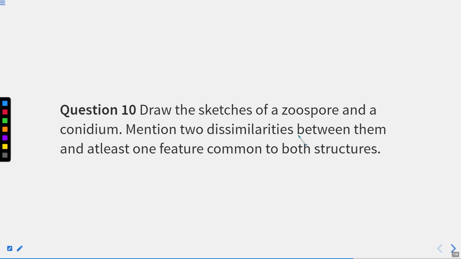Now let's talk about the next question. The question is, draw the sketches of a zoospore and a conidium. So what is zoospore? What is conidium? They are asexual spores. Mention two dissimilarities between them and at least one feature common to both structures. So you have to mention dissimilarities and one common feature between zoospores and the conidium.